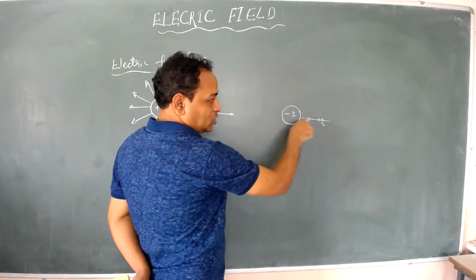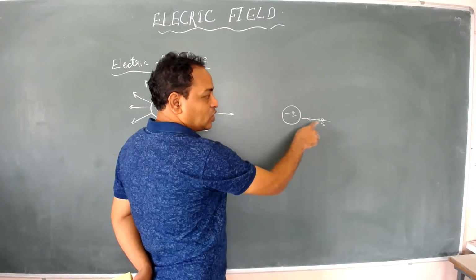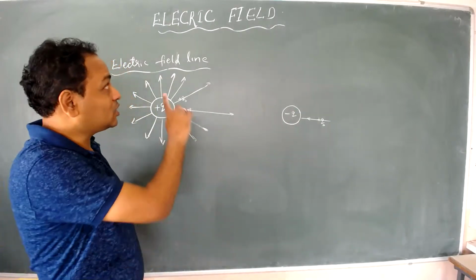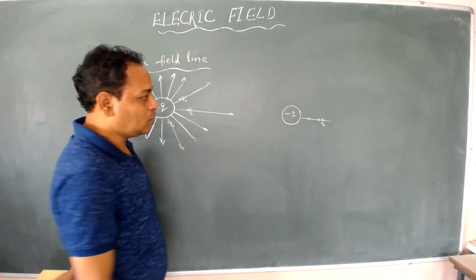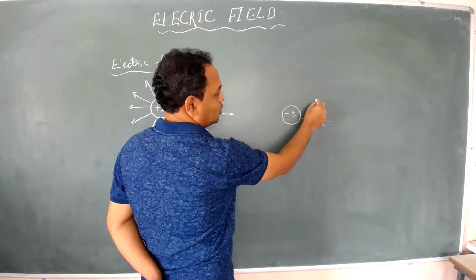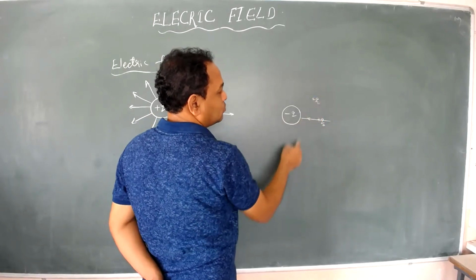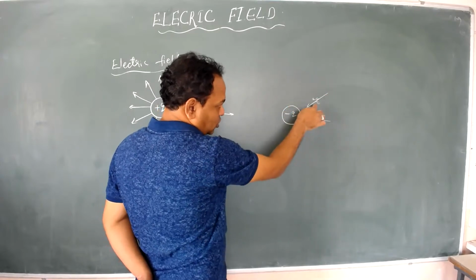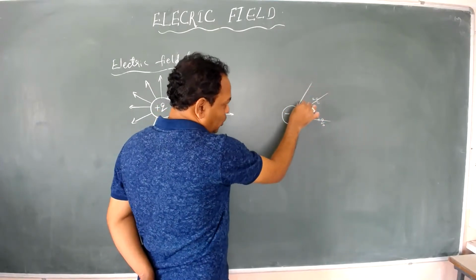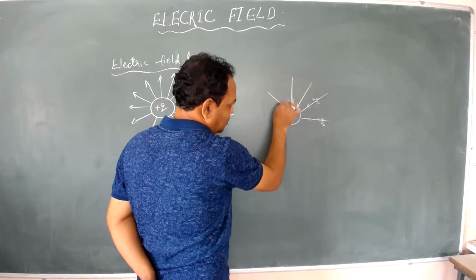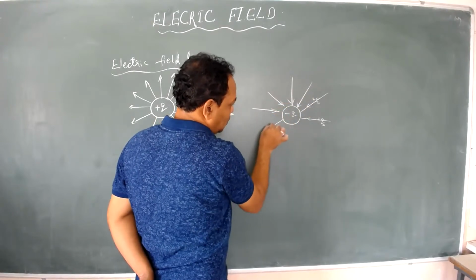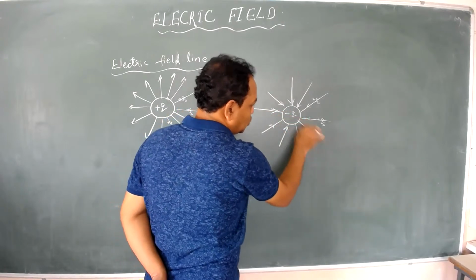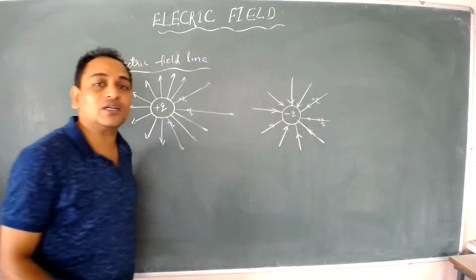So this path is nothing but the path in which this charge is free to move. So that line is said to be an electric field line. Clear? Similarly, if you place this charge somewhere here, still it will attract in this direction. So this is a path in which this charge will move. In this way we can draw many lines around this charge. So these lines are called electric field lines.